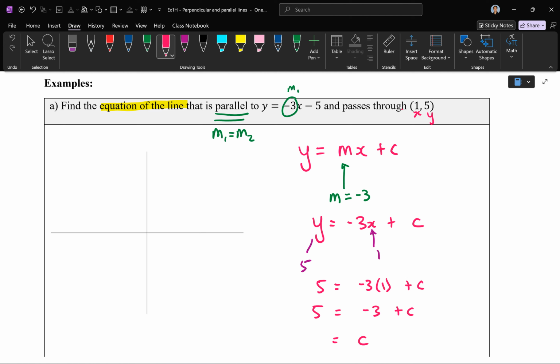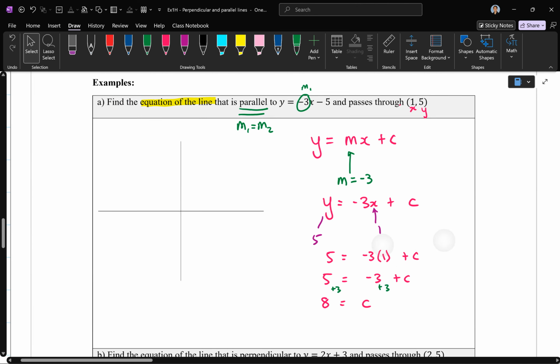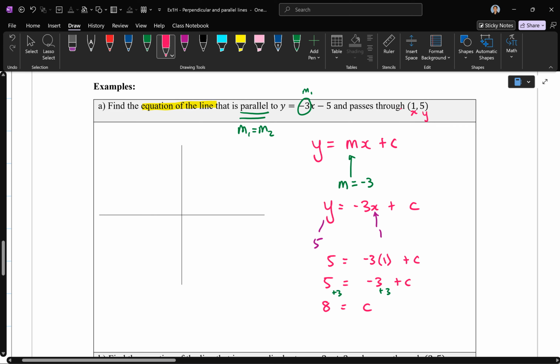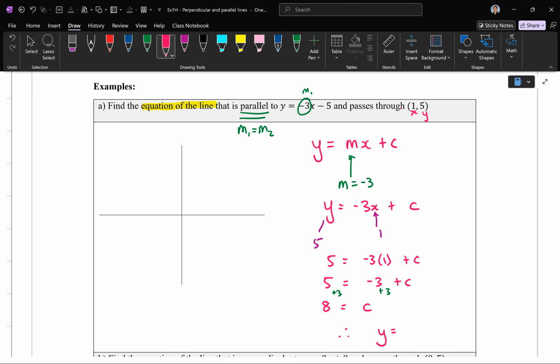So in this case, negative 3 on this side. I'll add 3 on both sides. So here we go, add 3 because that's a minus 3. And that gives me 8. So I'm going to write here plus 3, plus 3. Okay? So what does that mean? That means you've just figured out this equation that they wanted. They want you to find the equation of a line that's going to be parallel to this, as well as cross through (1, 5). So I've got y equals negative 3x plus 8.